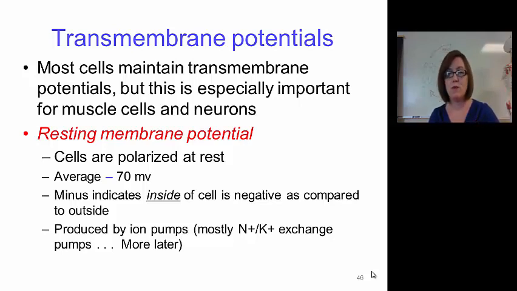There are different types of transmembrane potentials. One type is a resting membrane potential, and that's the transmembrane potential of a cell at rest. Cells are said to be polarized at rest, right, so that polar state exists at rest. The average resting membrane potential is about negative 70 millivolts. The resting membrane potential is produced, for the most part, by the sodium-potassium exchange pumps.